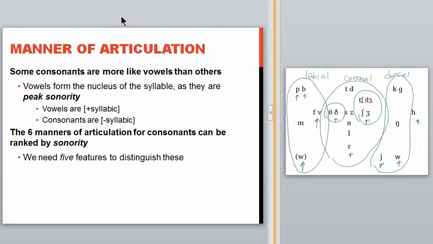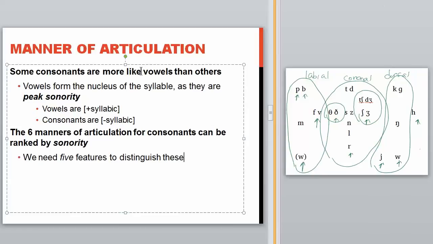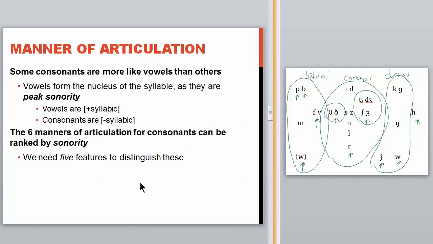Now, manner of articulation is closely related to how consonant-like or vowel-like a given consonant is. Now, vowels can form the nucleus of a syllable. To use a feature to distinguish between vowels and consonants, we can say that vowels are plus syllabic, whereas consonants are minus syllabic. Now, there are 6 main manners of articulation that we can rank by sonority, and we need 5 features to distinguish between these.